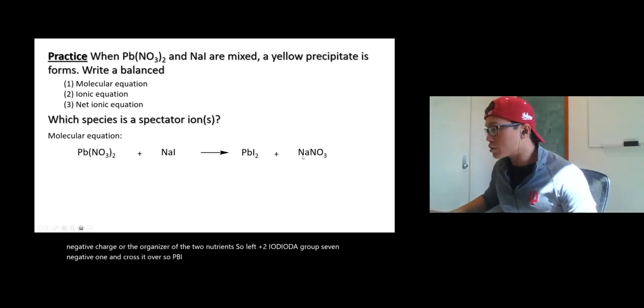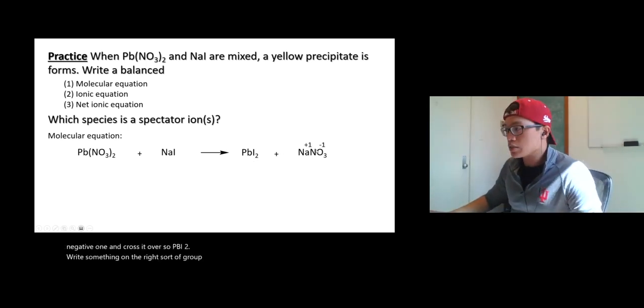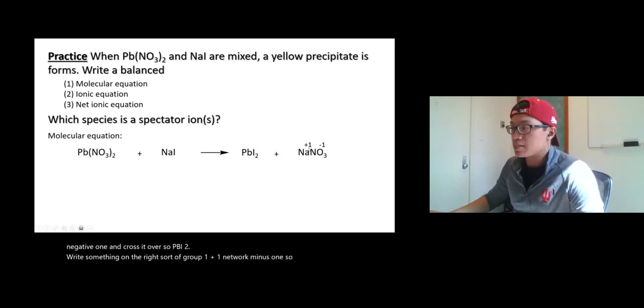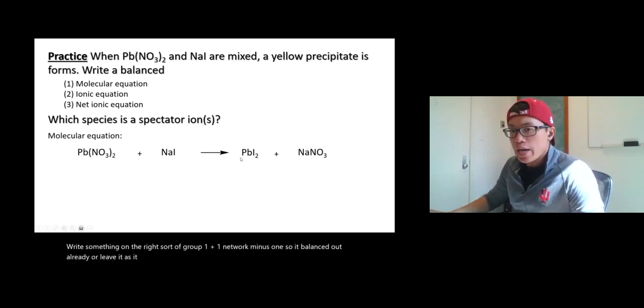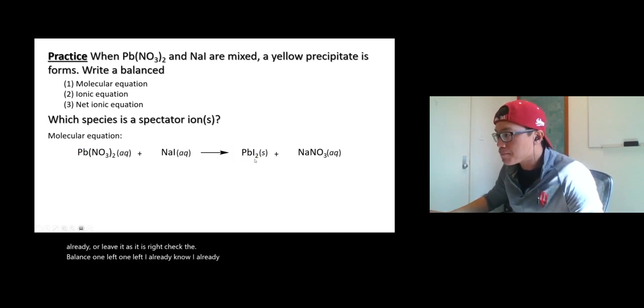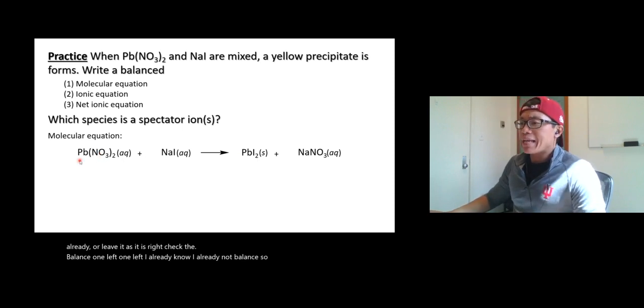Same thing on the right. Sodium is group 1, +1, nitrate is -1, so it's balanced out already. Leave it as it is. Check, is it balanced? One lead, iodine... nope, iodine is not balanced. So lead nitrate is soluble in water, and sodium iodide.